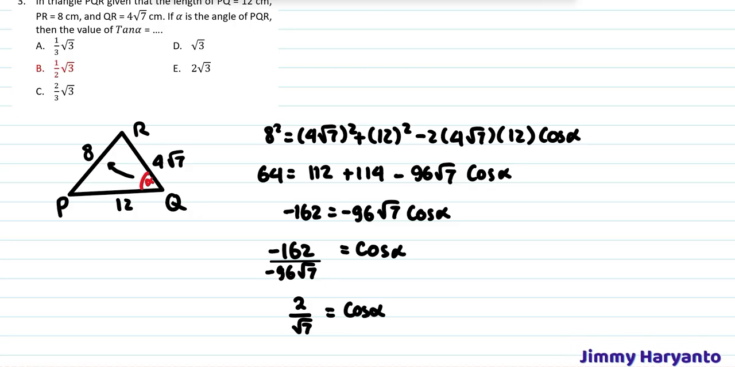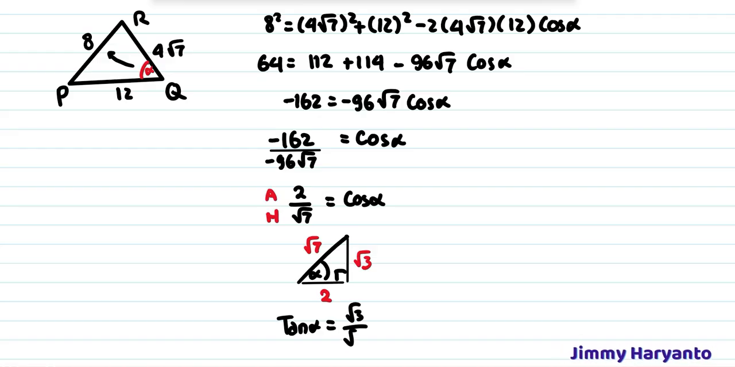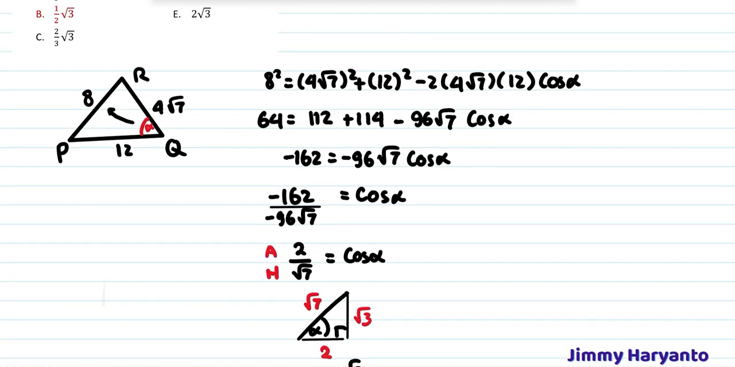Okay, the question wants you to find the tangent alpha. That means you have to create a right triangle like this. Then the alpha is right here. Cos is adjacent over hypotenuse. That means the adjacent is 2, hypotenuse is square root of 7. That means this one is square root of 7 squared minus 2 squared, which is square root of 3. Okay, so the tangent alpha will be opposite over adjacent, square root of 3 over 2.